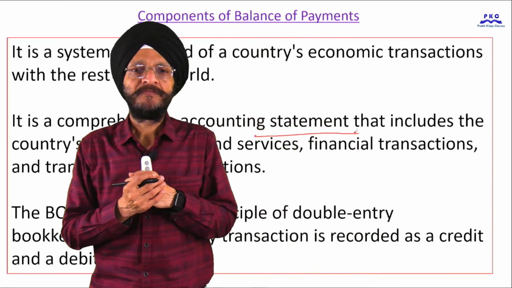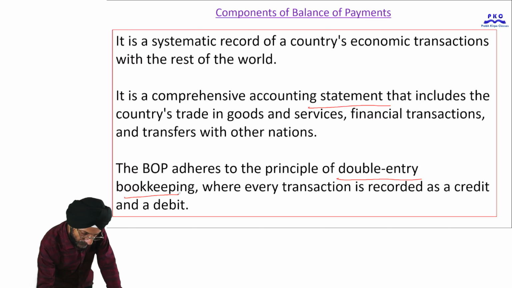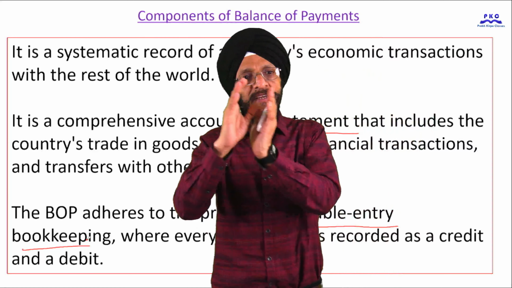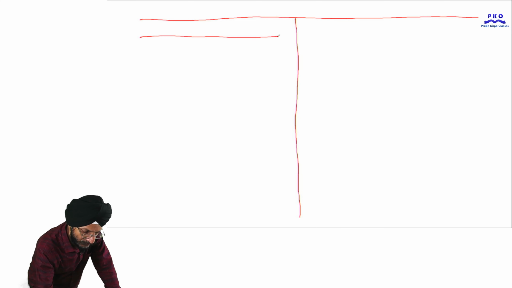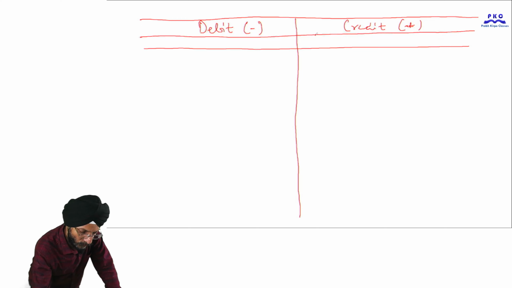Balance of payment follows the principle of double entry bookkeeping, where every transaction is recorded as a credit and a debit. This is the format of a balance of payments. We are showing you just for knowledge. On one side, we take into account debit entries, which are negative, and on the other side credit entries are taken. Here we have given negative on the debit side.